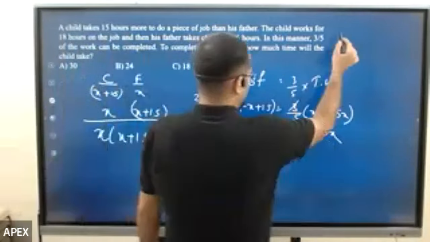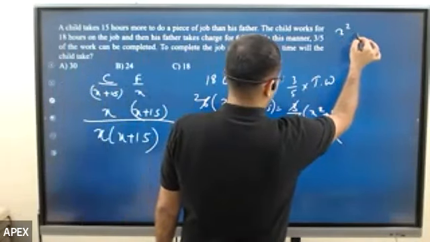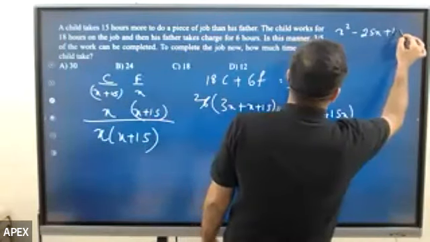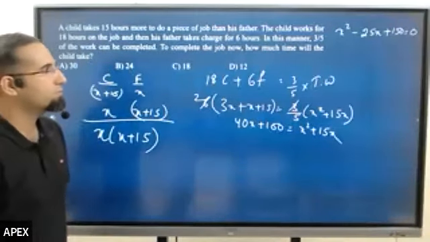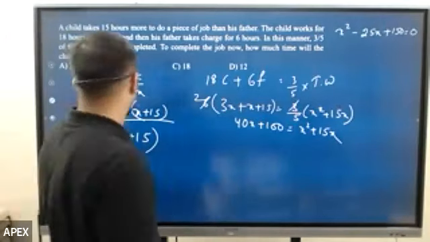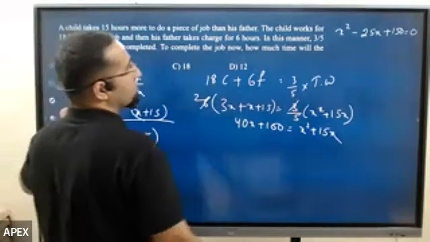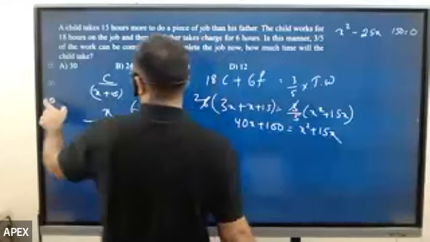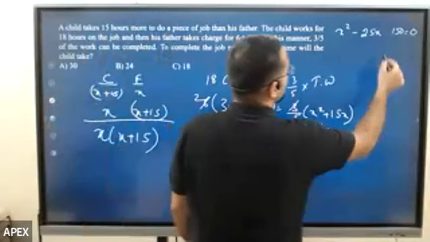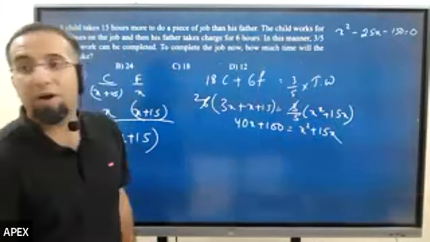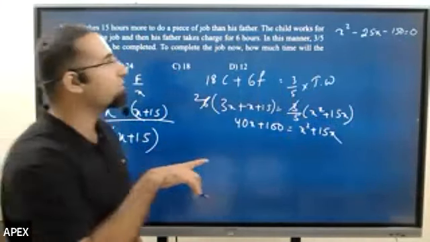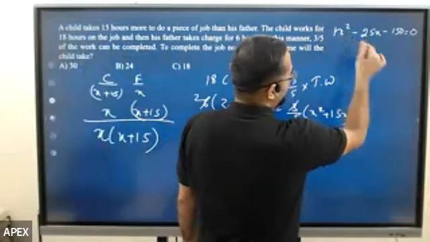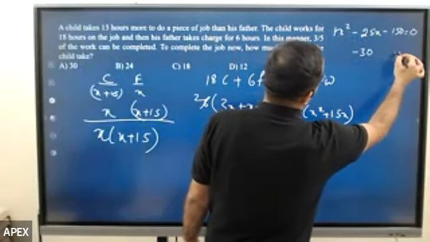So what do we get? We get x square minus 25x, and this is plus 150 is equal to 0. Sorry, minus 150 is equal to 0. Now, what are the factors? 30 into 5 is 150. Minus 30 plus 5. And we discussed in some of the classes, if the coefficient of x square is 1 and you got minus 30 and plus 5.